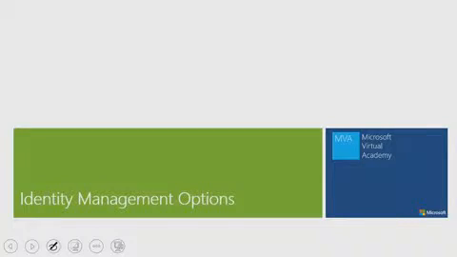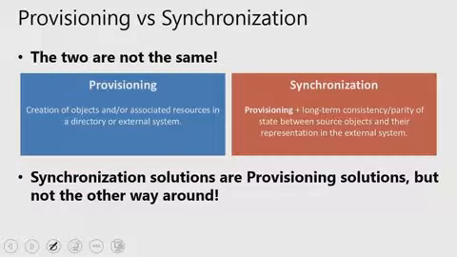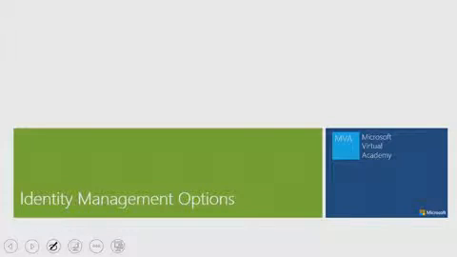Okay. So, talking about the identity management options, right? You've got an on-premise AD and you have Windows Azure Active Directory. How do you synthesize, or how do you make things make sense between the two different databases of user accounts?